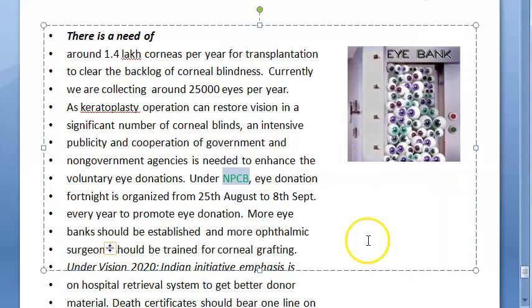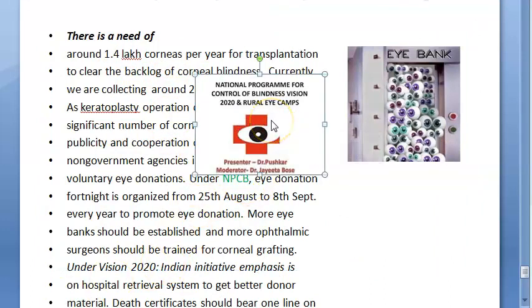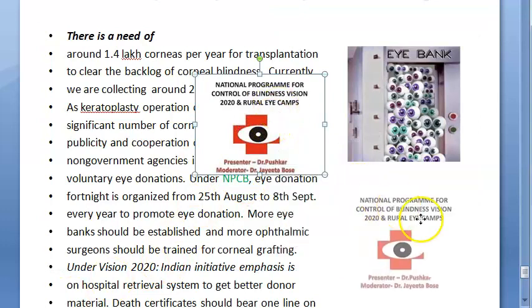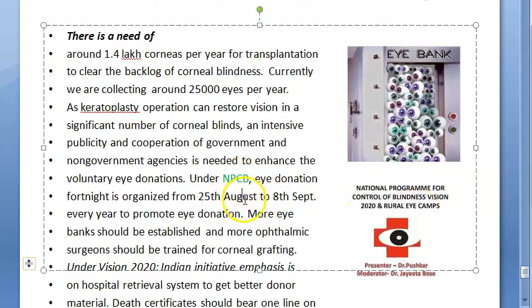Eye bank, all this. So there's a need of a lot of corneas, lakhs per year. And what is this NPCB? National Program for Control of Blindness. NPCB, Program for Control of Blindness. B is blind, you can remember. National Program for Control of Blindness. This you should know.